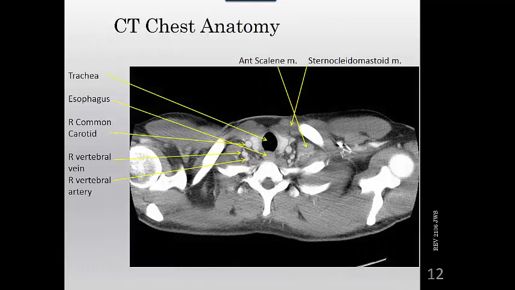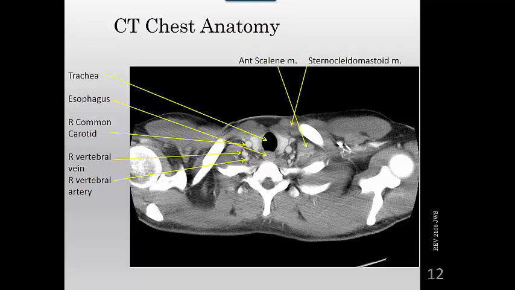All right, this slice is just above the lung apices. It's typically included in the CT thorax. The anatomy listed, starting anteriorly, we have the anterior scalene muscle and the sternocleidomastoid muscle. Medially is the air-filled trachea, and the esophagus is collapsed in this image. You can't see it too well, but it's right behind the trachea.